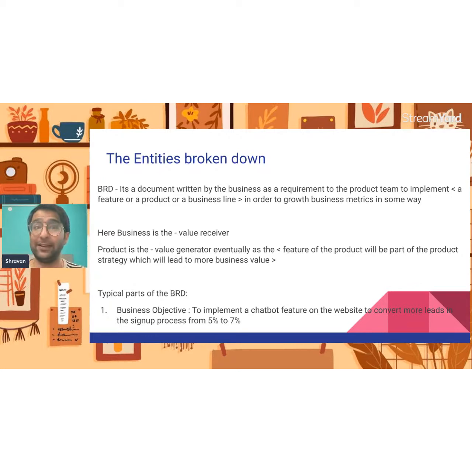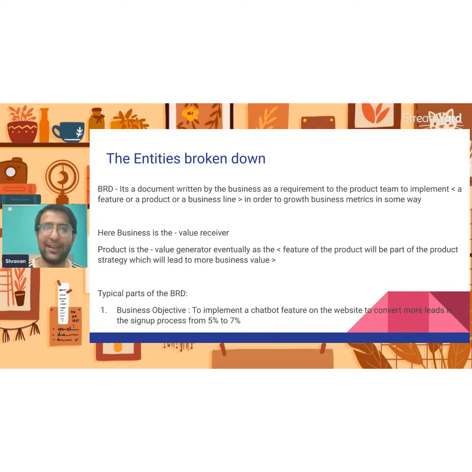Right? It's a document written by the business guys, the marketing guys, the sales guys, the operations guys. And this is a document that they eventually want to write, which can propel the business equation. So who is the value receiver here? It's the business which is the value receiver. So for example, I am a sales guy and I want a feature to be implemented because it will help me generate more sales. Right? So I am the value receiver.